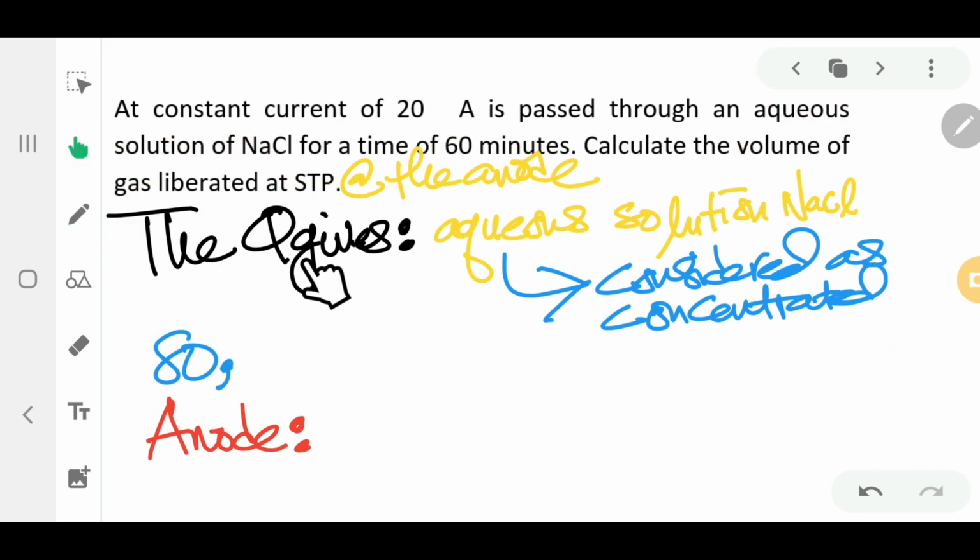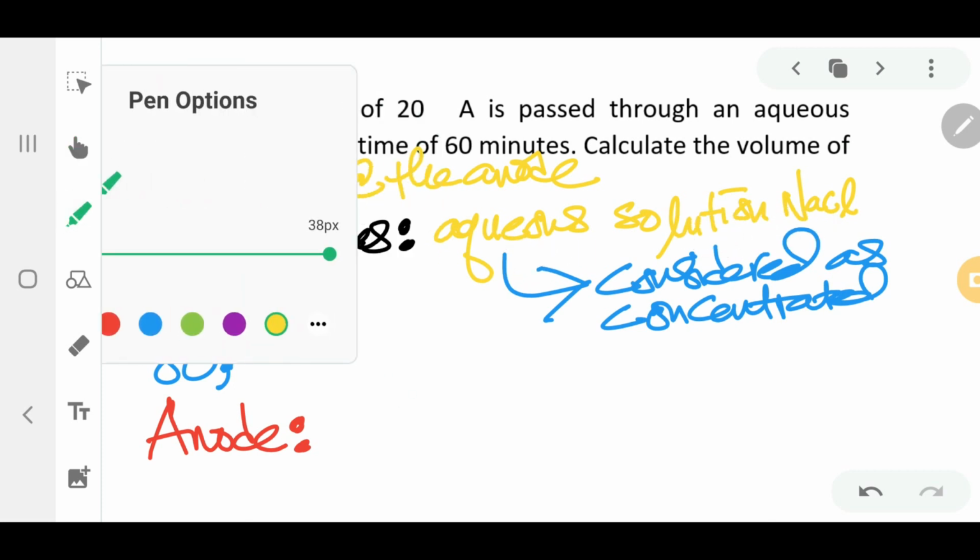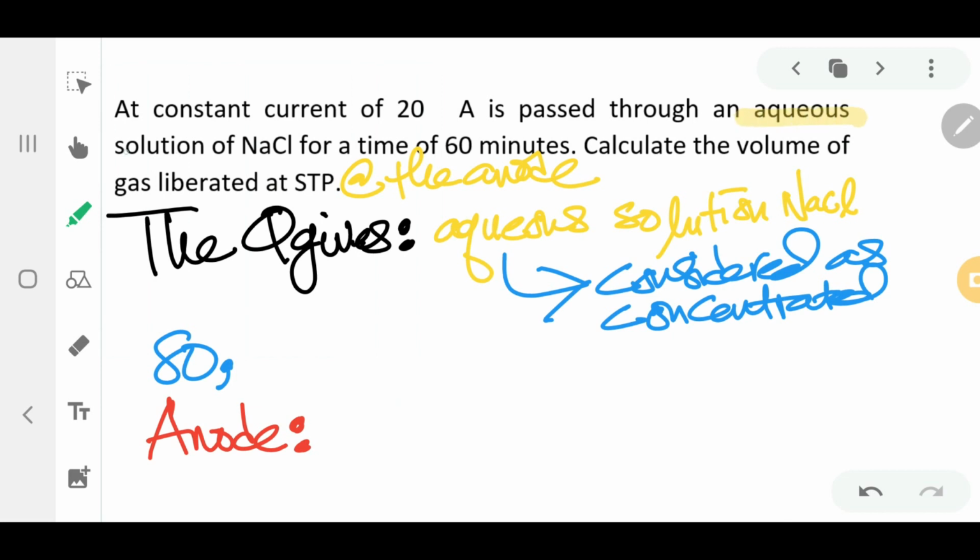So the question gives you that aqueous solution NaCl right here. If you look here, the aqueous solution of NaCl. So when you look at this term, if you are given this term in the question, we can consider that the concentration of NaCl in this aqueous solution is high, okay? So you have aqueous solution NaCl. The word diluted is not mentioned, so we can consider the solution over here as concentrated.